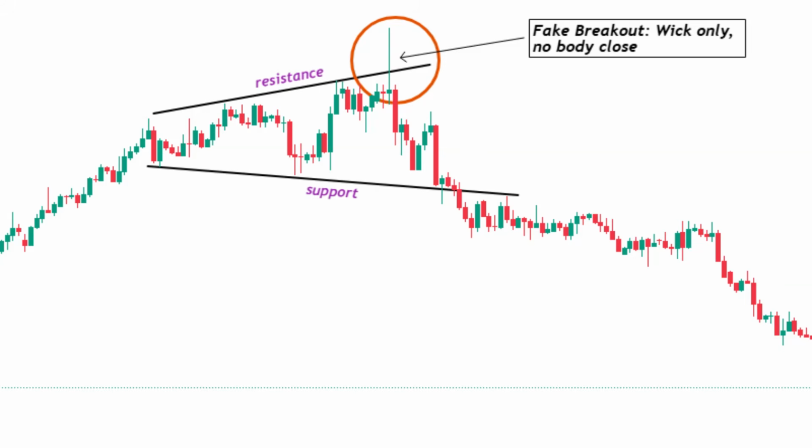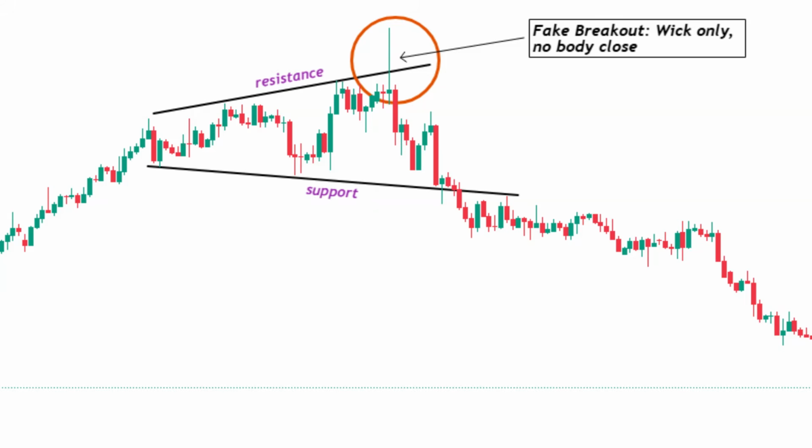The candle body closes back inside the pattern, below resistance. Only the wick stays above that level, which tells us price was rejected from higher levels. Buyers tried to take control, but they could not hold price above resistance. After this rejection, price returns inside the expanding triangle.